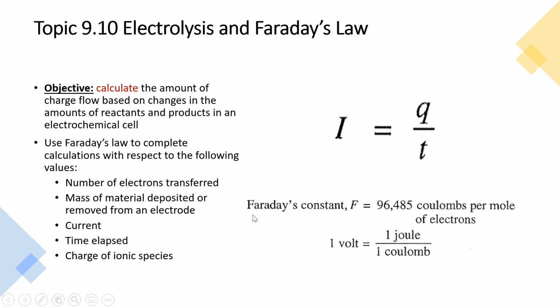You also have, this is given to you, Faraday's constant, which is 96,485 coulombs per mole of electrons. And you're also given this information that a volt is a joule per coulomb, just in case you ever need that.